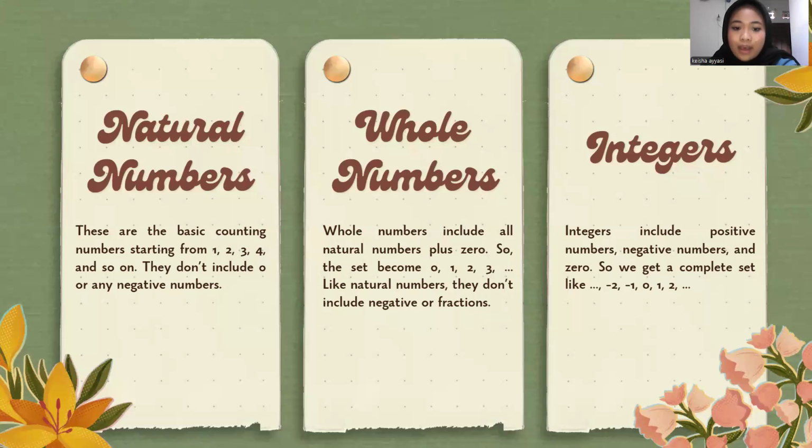And then we have whole numbers. Whole numbers include all natural numbers plus 0. So the set becomes 0, 1, 2, 3, and so on. Just like natural numbers, they don't include negative numbers or fractions. And then there are integers. Integers include positive numbers, negative numbers, and 0. So we get a complete set like -2, -1, 0, 1, 2, and so on.